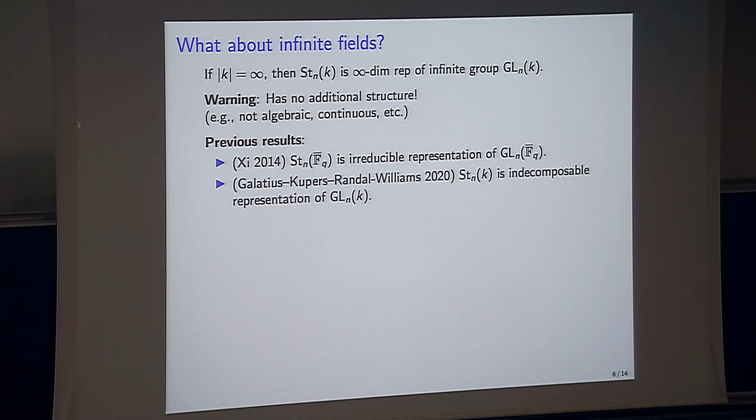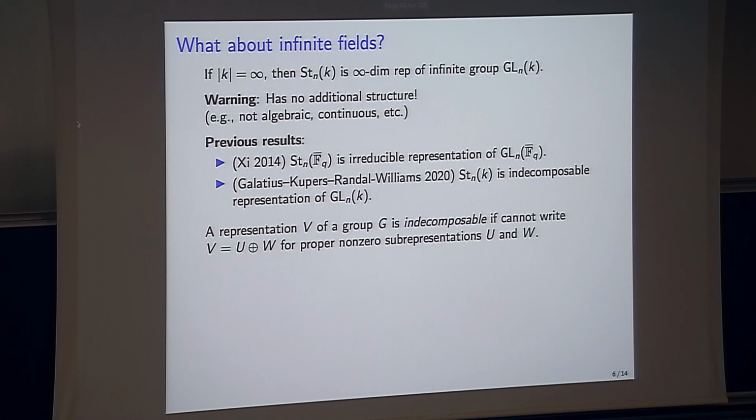And then there's another theorem. I should say, I asked on MathOverflow many years ago whether the Steinberg representation was irreducible for infinite fields. I assumed it was known, and it turned out it wasn't. But in response to that, Galatius, Kupers, and Randal-Williams in 2020 managed to prove that it's an indecomposable representation. What that means is that you can't write it as a direct sum of two subrepresentations in a non-trivial way. So it's weaker than irreducible, because irreducible says you have no subrepresentations, while this says you can't break it up into the sum of two subrepresentations.